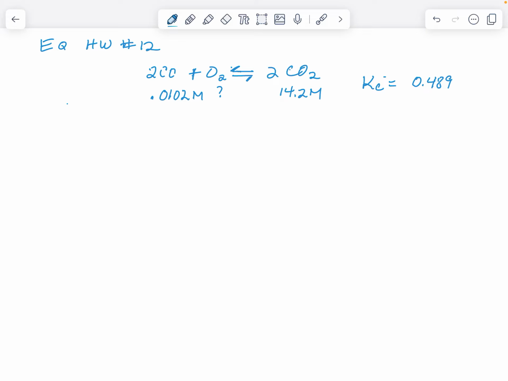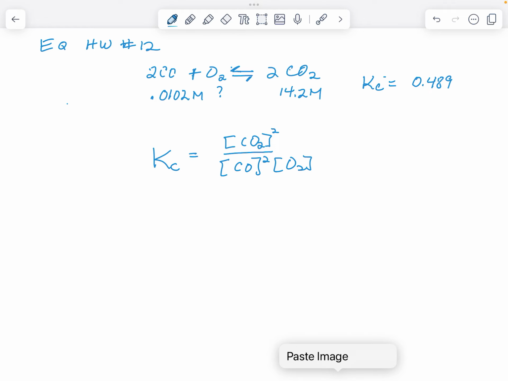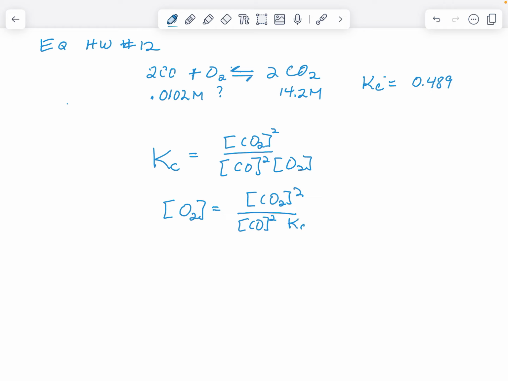Now, you're going to set up an equilibrium expression with the concentration of products, that's CO2, raised to its coefficient, divided by the concentration of CO squared times the concentration of O2. Since we're going to solve for O2, I'm going to rearrange this equation to be the concentration of O2 equals the concentration of CO2 squared divided by the concentration of CO, carbon monoxide, squared divided by the equilibrium constant.